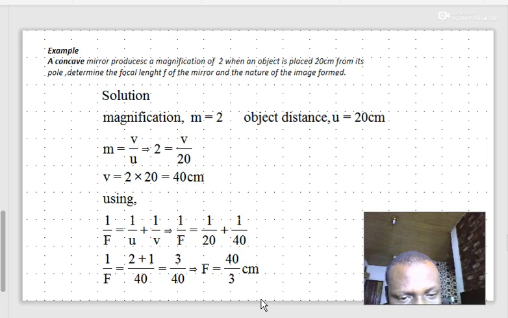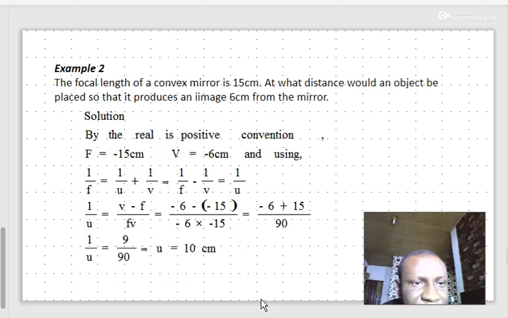That will give us f equal to 40 over 3. That's the first example. In the second example, we have this. The focal length of a convex mirror is 15 centimeters. At what distance would an object be placed so that it produces an image 6 centimeters from the mirror? So the focal length is given as 15 centimeters.